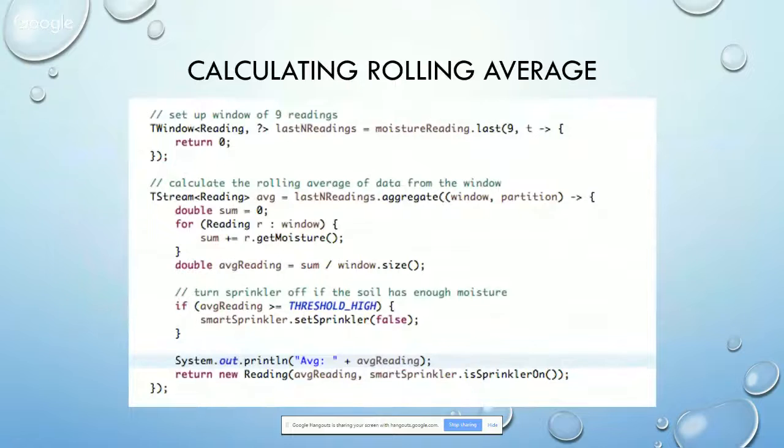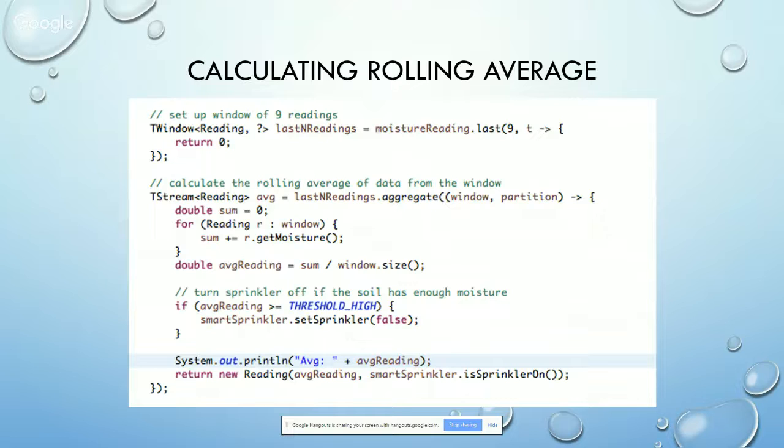Now that we have the reading, we are going to calculate the rolling average of the reading. To calculate the rolling average, you have to do two things. The first thing is to set up a window, because data is flowing into the application continuously, so you need a window of data to calculate the rolling average over. Given the T-stream of moisture reading, we call the last method on that T-stream to create a window. This is a sliding window, which means we keep the last 9 readings in the window, and whenever a new reading comes in, the oldest reading gets discarded.